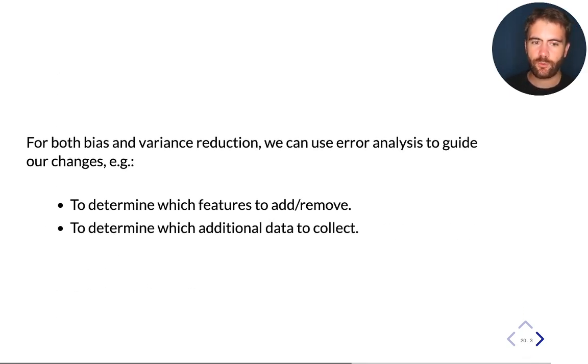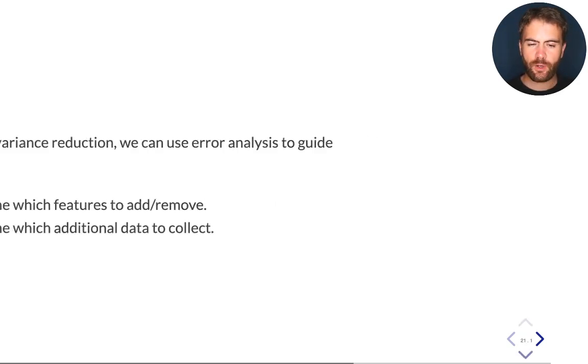And finally, I want to point out that for both bias and variance reduction, we can use our earlier error analysis to guide the changes that we need to do. For example, we can use it to determine which features to add or remove, or which additional data we need to collect. So these two approaches are complementary.